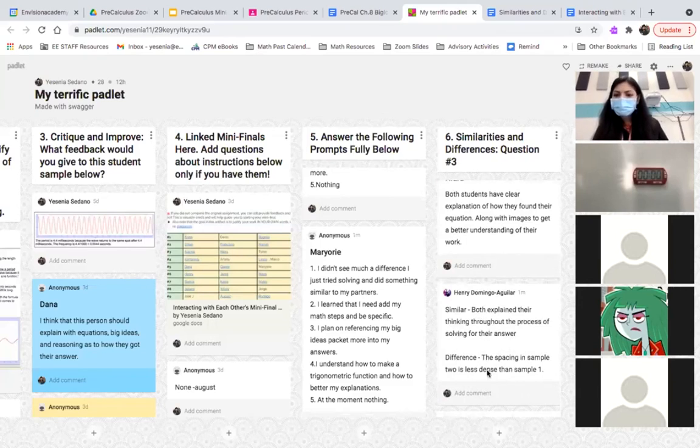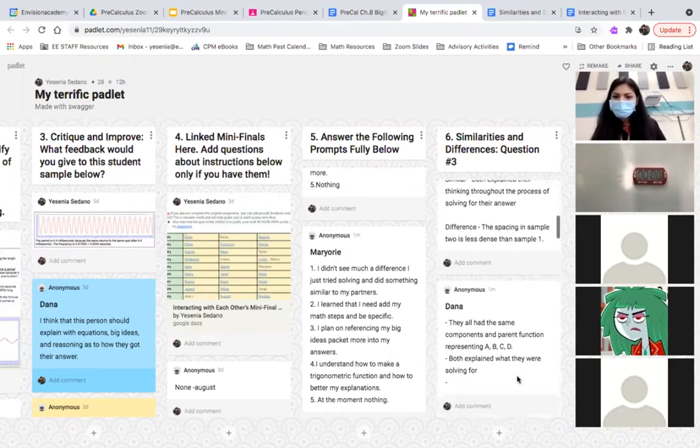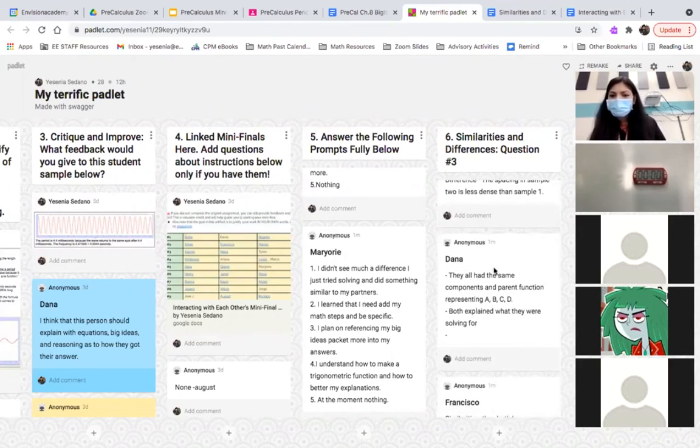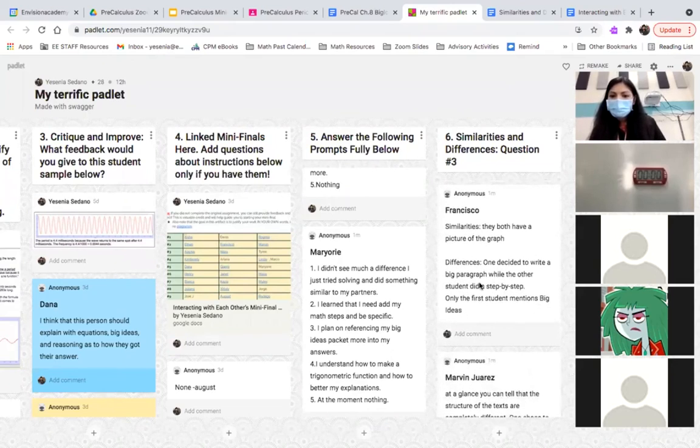Oh, okay. A difference was the spacing in sample 2 is less dense than sample 1. So I would imagine perhaps sample 2 was easier on the eyes to read. Definitely. They all had the same components and parent functions representing A, B, C, D, and both explain what they were solving for. One decided to write a big paragraph while the other one did step by step. Only the first student mentions big ideas. I actually didn't note that, but thank you, Francisco. So that's a great thing to point out.